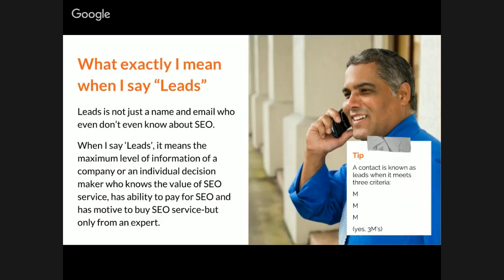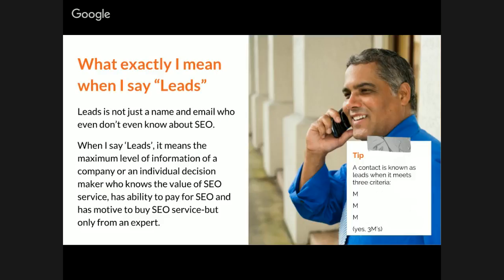Second criteria is they will have the ability to pay for SEO. So a client who is poor, who doesn't have even $300 to pay you a month, or even $200 a month for a basic SEO service, we will filter that out. Now you have a quality lead. And we will also fine tune from the remaining database the person who has a motive to buy SEO service.